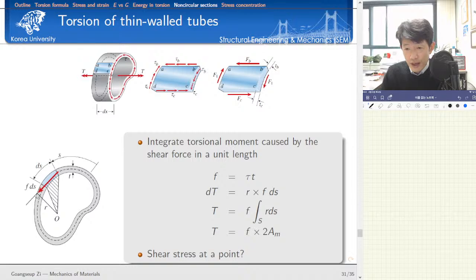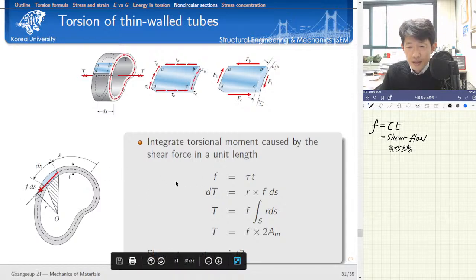So we'd like to define that constant using the so-called shear flow. I want to define the shear flow as shear stress times thickness. This is called shear flow, in Korean 전단 흐름, just a direct translation. The unit of shear flow is force per unit distance, because we multiply the shear stress by thickness. Okay, let's play with shear flow.